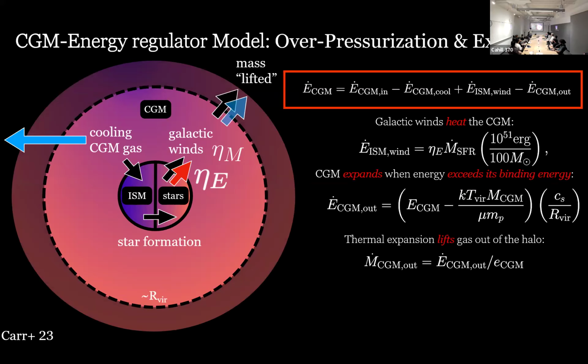And we assume that this process occurs on the order of the sound speed of the halo. And so through this expansion, not only are you lifting energy out, but you also lift out a proportional amount of mass with it as well, that you can estimate just from deriving by the specific energy of the halo. And so as you're lifting material out in this global thermal expansion, not only have you raised the temperature of the CGM, but you also lowered its density, which limits its cooling efficiency.